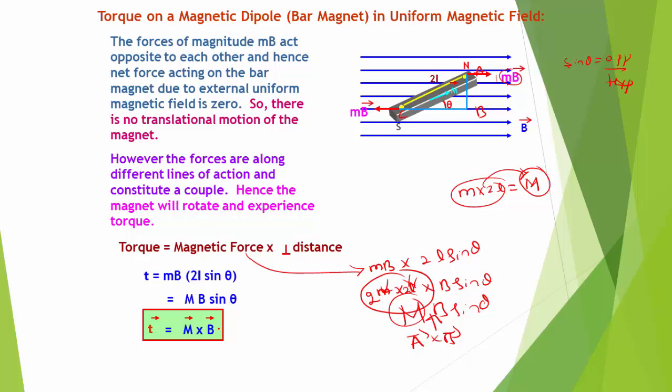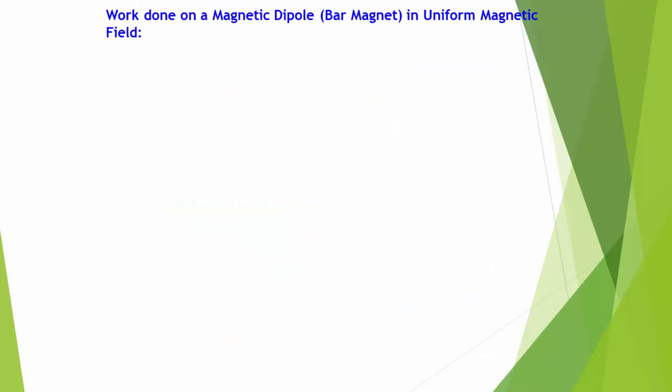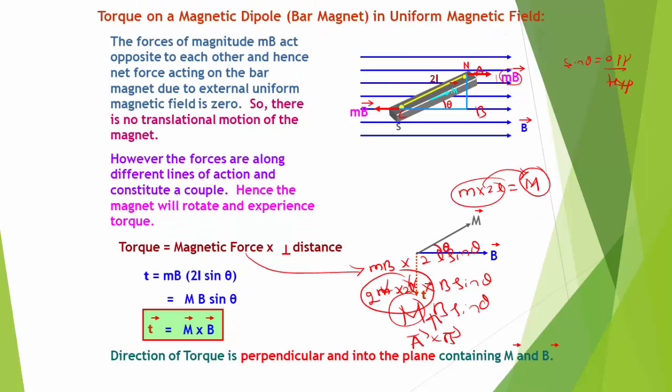Vector torque is equal to vector M cross vector B, right? Here B is a vector quantity and M is also a vector quantity. Theta is the angle between the magnetic field and the magnetic dipole moment. T is the torque produced. The direction of the torque is perpendicular to and into the plane containing M and B.